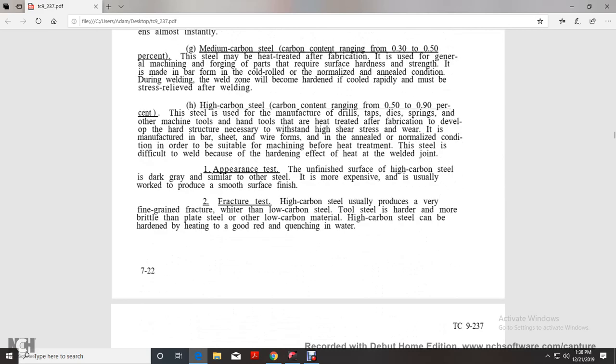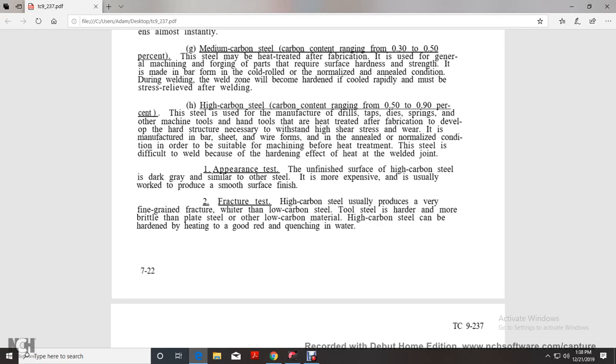High carbon steel has a carbon content ranging from 0.5 to 0.9%. The steel is used for the manufacture of drills, taps, dies, springs, and other machine tools and hand tools that are heat treated after fabrication to develop the hard structure necessary to withstand high shear stress and wear. It is manufactured in bar, sheet, wire, and needle forms in the normal condition in order to be suitable for machining before heat treatment. The steel is difficult to weld because of the hardening effect of the heat on the welded joint.